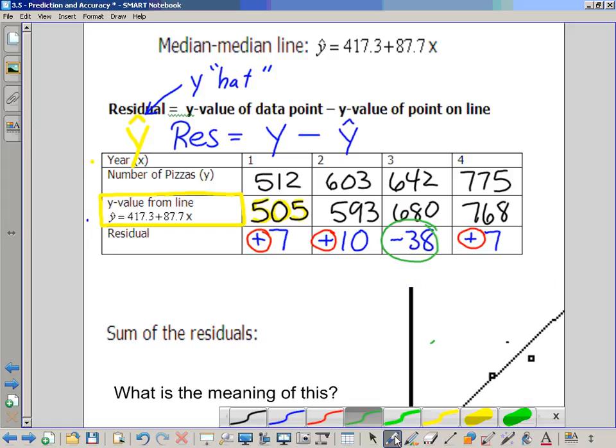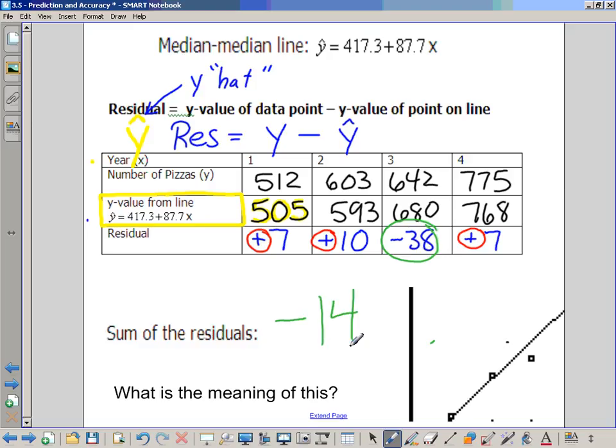The sum of the residuals. What did you get? Positive or negative? Negative what? Negative 14. Here's what that tells us. Overall, we got a negative answer. This is about all you can read from this. We got a negative answer.